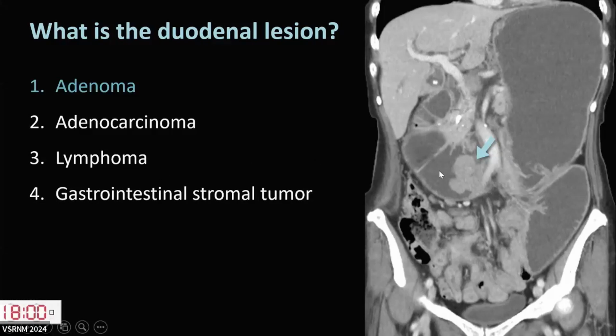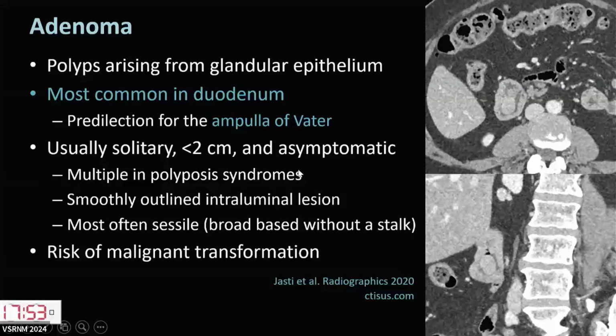Okay, so this one, in a patient with familial adenomatous polyposis, it's adenoma. Adenomas are benign polyps arising from glandular epithelium. It's most commonly seen in the duodenum, and it has a predilection for the ampulla of Vater. So it often occurs at the periampullary region. Usually it will be solitary, less than 2 centimeters, and asymptomatic. However, it could be multiple in the polyposis syndromes.